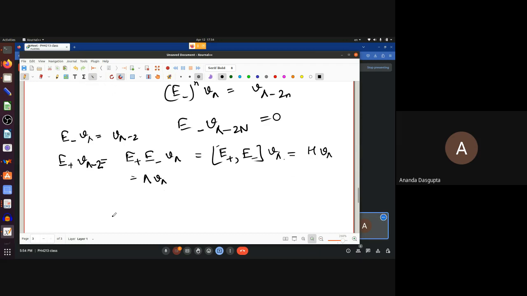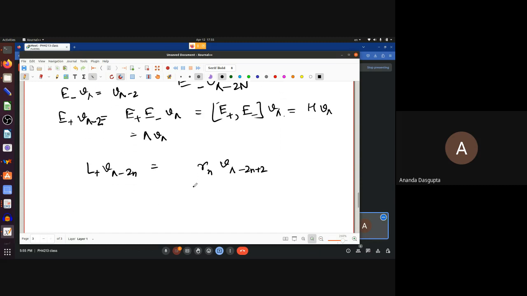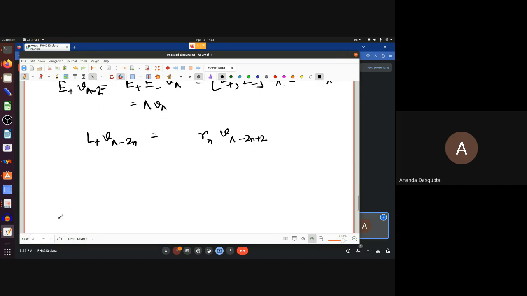In general, this state v lambda minus 2n, which you got when you applied L minus small n times on v lambda, you apply L plus on that, you are going to get v lambda minus 2n plus 2. The eigenvalue is going to go up, but you will get some multiple. You no longer have a choice over what that multiple will be. So let's call that Rn. And I want to find out what this Rn is. How will we find this out? Simple. You just apply L plus on this v lambda minus 2n. And that, of course, is L plus L minus on v lambda minus 2n plus 2.